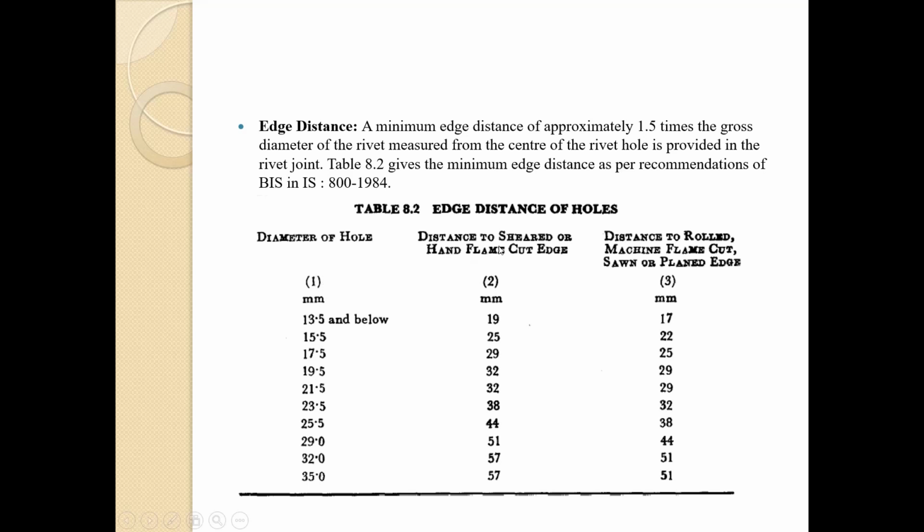The distance for sheared or hand flame cut edge and the distance for rolled, machine flame cut, sawn or planed edge has been given. Why is it less and why is it more? Because in a hand cut or sheared section we don't have that much accuracy, but in case of machine cut we have the accuracy, that's why the distance is less over here.